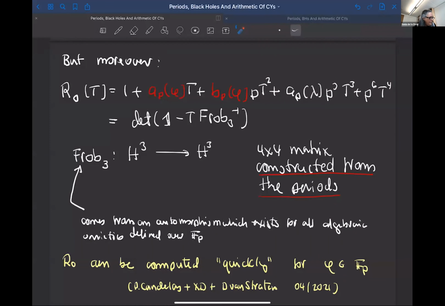And what we did with Duco in a rather large paper that we published in April this year, we showed how this object could be computed very quickly, using this object here. I don't want to get into it, because the moment I say anything else it becomes rather technical, so I will just leave it there. This will appear again in Philip's talk, when he talks about the attractor mechanism and black holes.